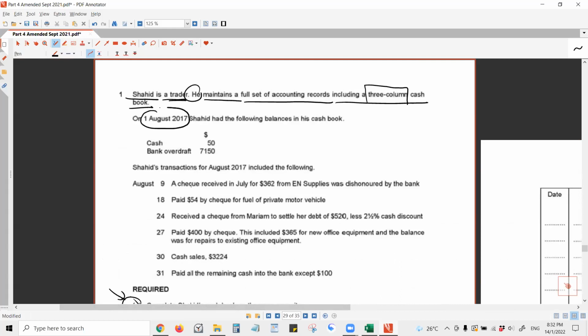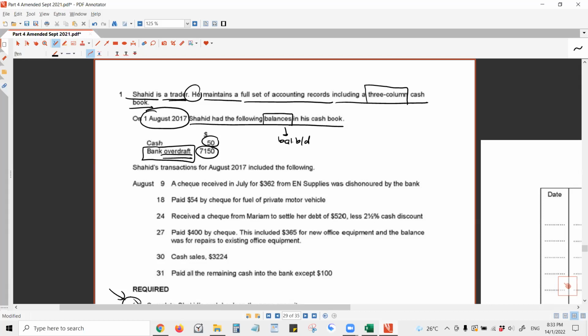On the first day of August, Shahid had the following balances in his cash book. Balances means balance BD: the amount of cash and the amount of money in the bank brought down from the end of the last period. This is a bank overdraft. Does Shahid have money in the bank? No, because it's a bank overdraft. This indicates Shahid owes the bank money. It's a negative number in Shahid's bank account.